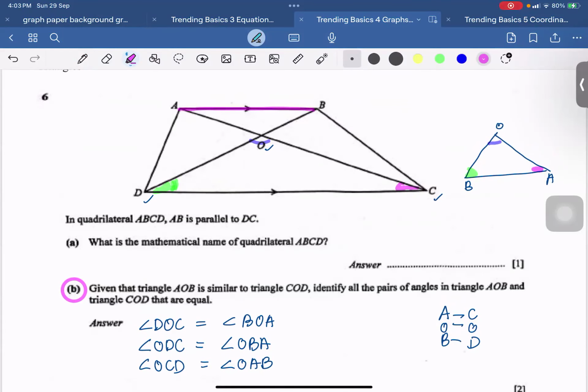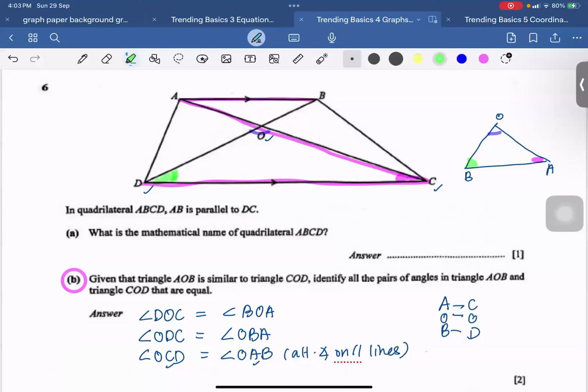Next one, angle ABO corresponds to this angle, B and D. This is also alternate angles on parallel lines. Last but not least, vertically opposite angles. Is it necessary to write the reason for this question? No. But if there is a next question where they ask you to prove that the triangles are similar, then you need to write the reason.